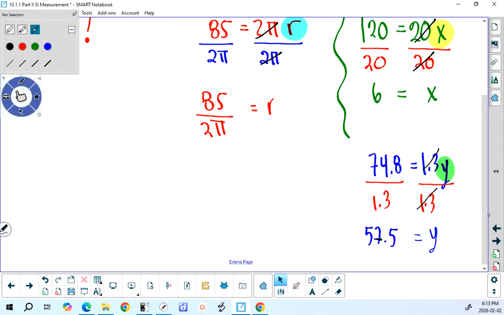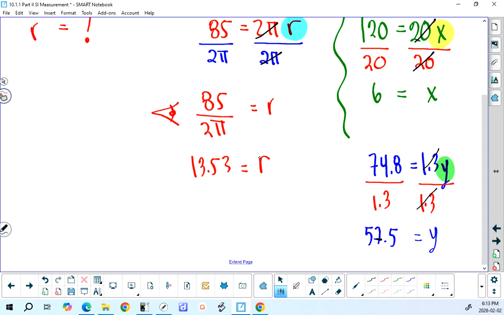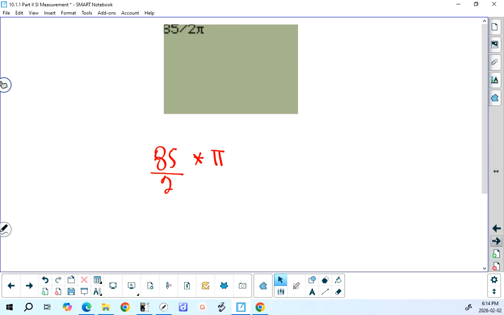One final note about this. So R is equal to 13.53. Let me show you how I was taught to use a calculator, and over the years I've discovered that many of my students prefer this method as well. To get R by itself, I have to take 85 and divide by 2, and I also have to divide by pi, because they are both under the 85, and that will give you the right answer as well. All right, let's move on to the next example.